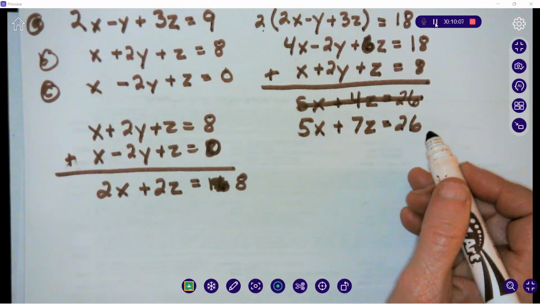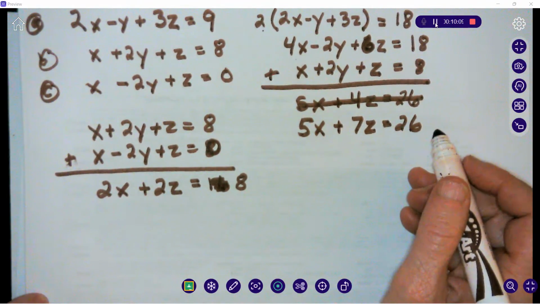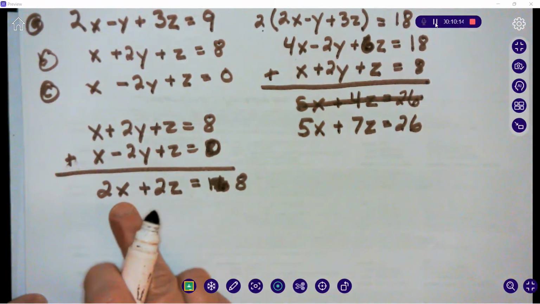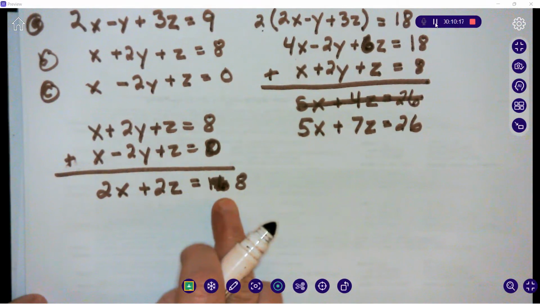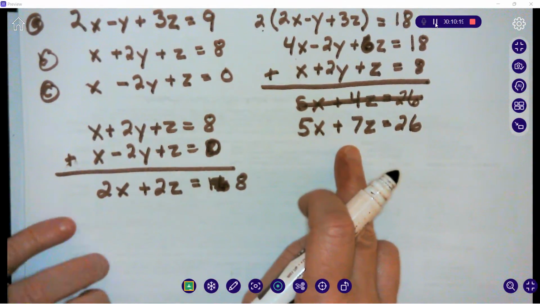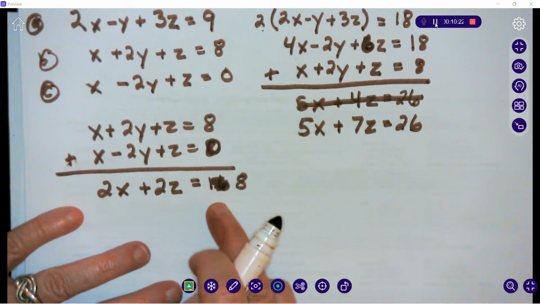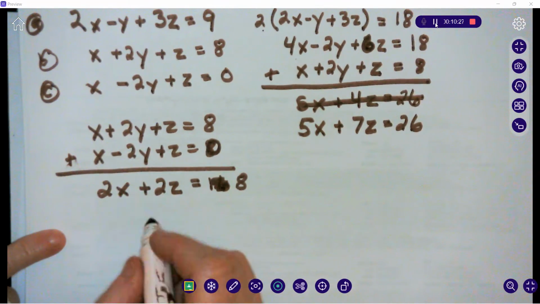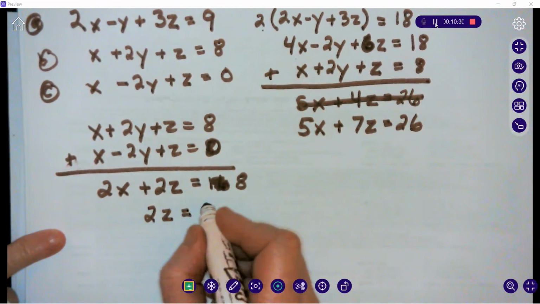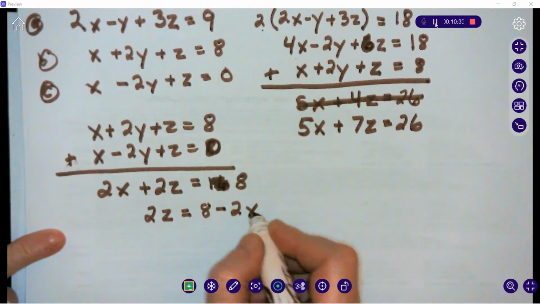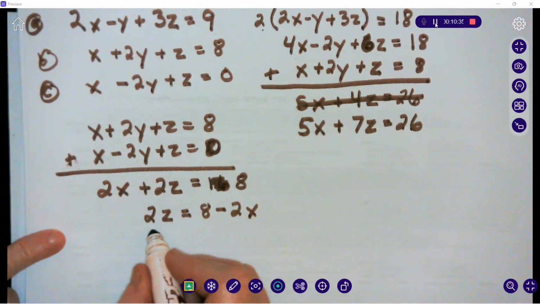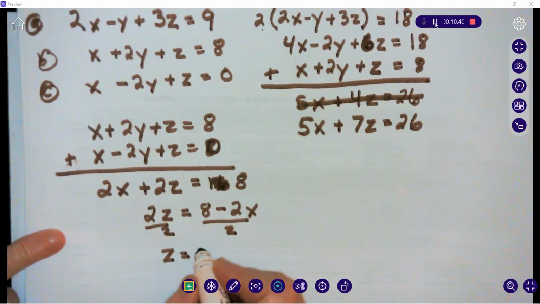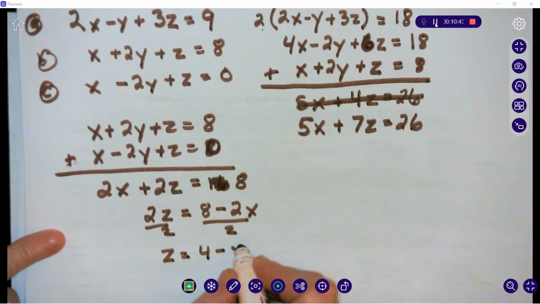Okay, so now I have these two equations. I have 5x plus 7z equals 26, and I have 2x plus 2z equals 8. So from here, I can simply use substitution. I'm going to solve this one for z. So I'm going to subtract 2x from both sides. I get 2z equals 8 minus 2x. I'm going to divide each side by 2. Dividing this by 2 and dividing this by 2 gives me z equals 4 minus x.